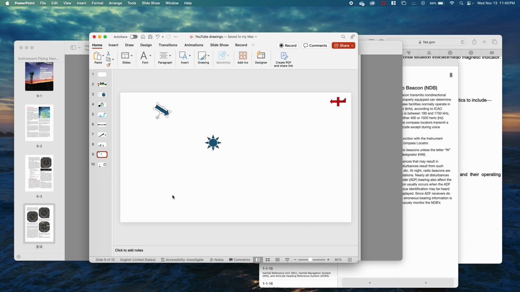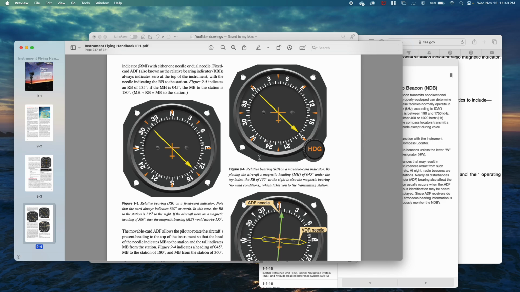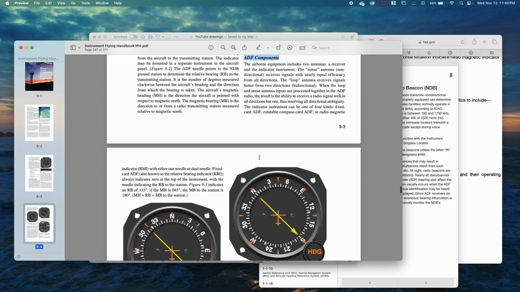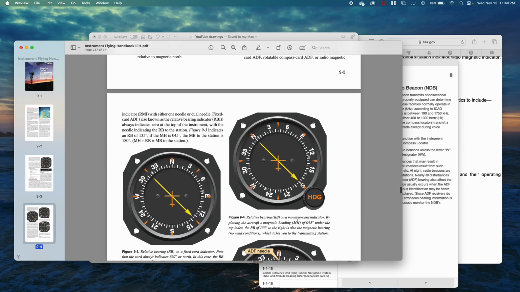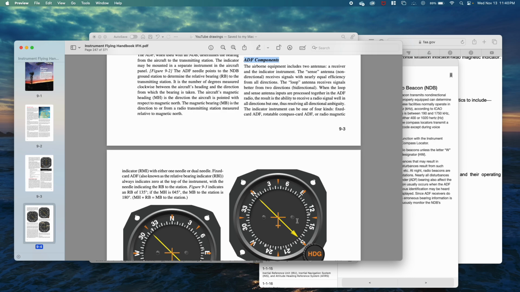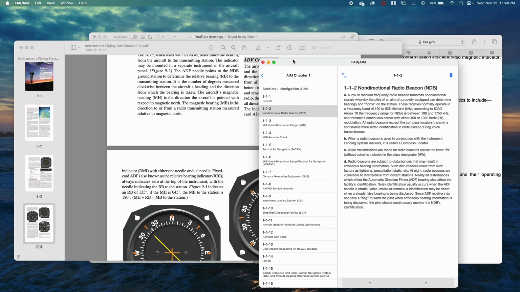So in terms of using NDBs and ADFs to navigate, there are 3 different types of receivers or instruments you could have. The first one, and the most confusing one, is called a fixed card ADF. So before we get into this, we've got to define a few terms.